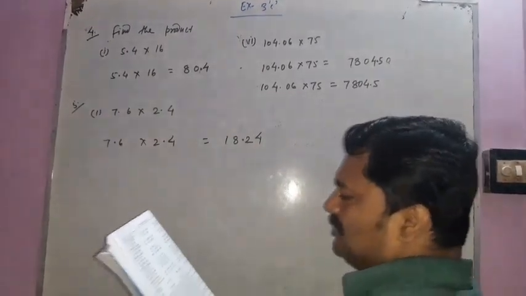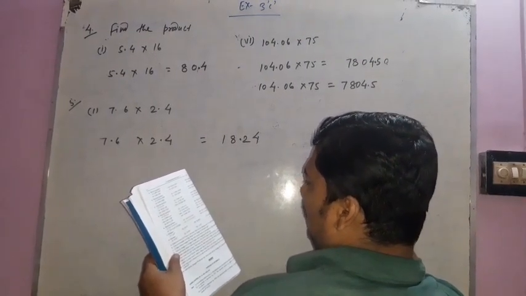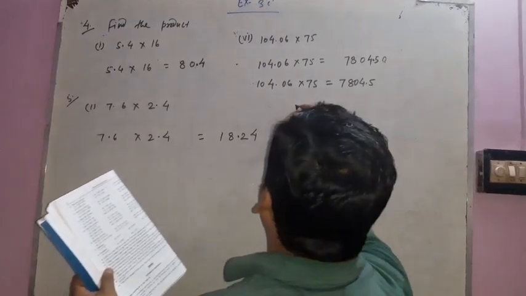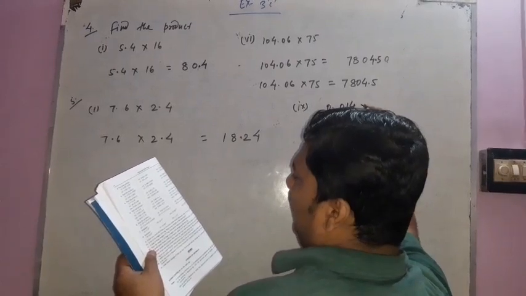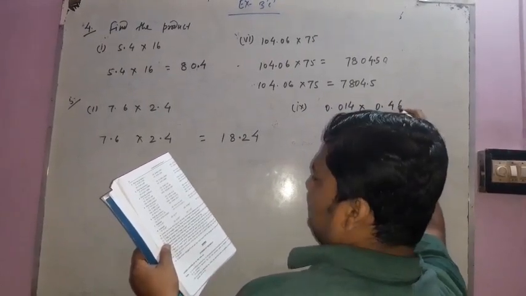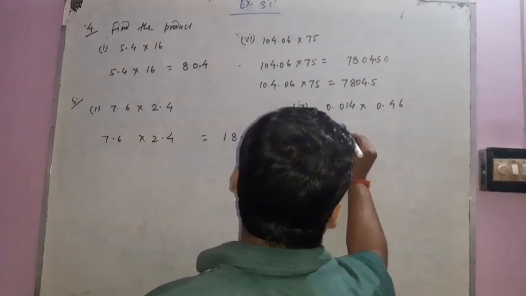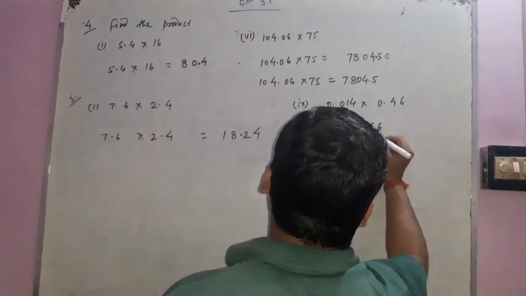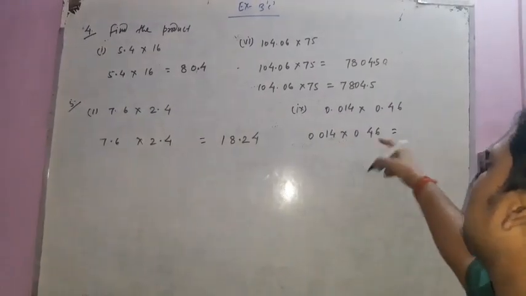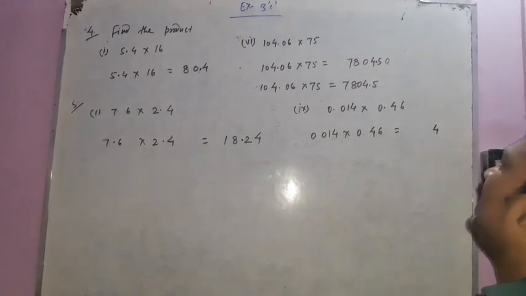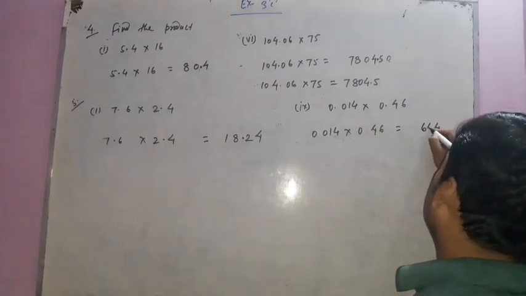Look at one more example of question number 5. The example is number 9: 0.014 multiplied with 0.46. What do we have to multiply? 0.014 with 0.46. First we have to remove the decimal from both places. Now 14 times 6 is 84, 4 here, 8 in the hand. 14 times 4 is 56, plus 8 is 64.